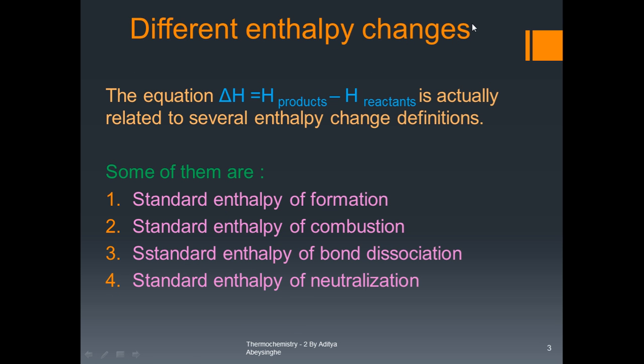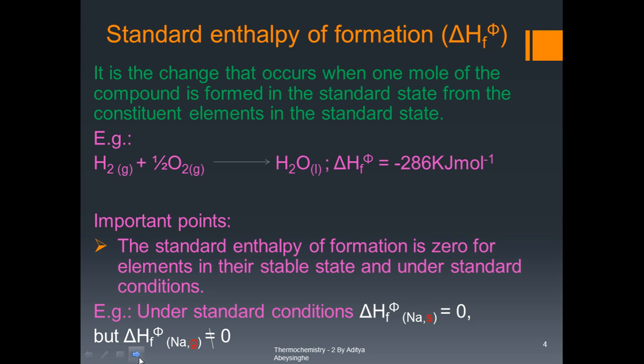I'll now explain the different types of enthalpy changes using the equation that we just built up, delta H equals H products minus H reactants. Some of the enthalpy changes that you can define are the standard enthalpy of formation, the standard enthalpy of combustion, the standard enthalpy of bond dissociation, and the standard enthalpy of neutralization. You have a number of enthalpies that you can define, and in this video I will be defining only a few of those.